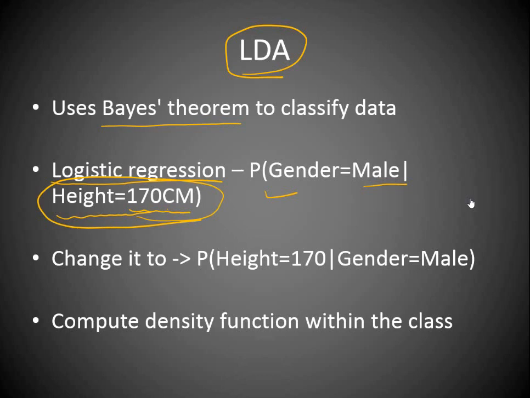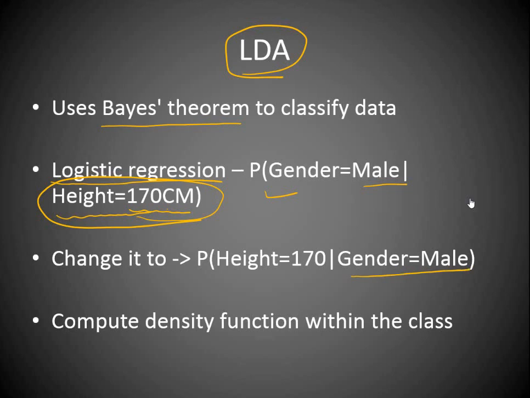Now the linear discriminant analysis uses a different form of finding out the probability. So how does it find out? Well, it finds out what is known as a posterior probability. We'll come to that. Before that, it first finds out the density of distribution of an explanatory variable, given that the class is male or female.